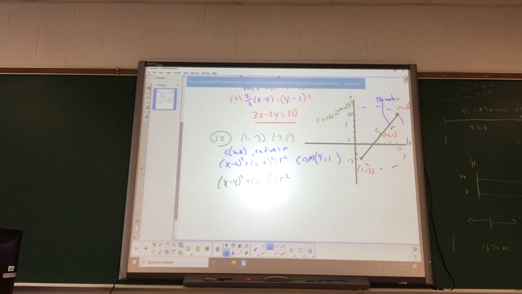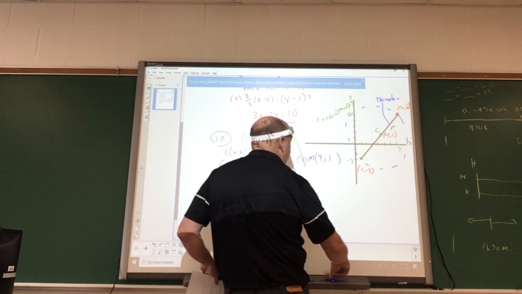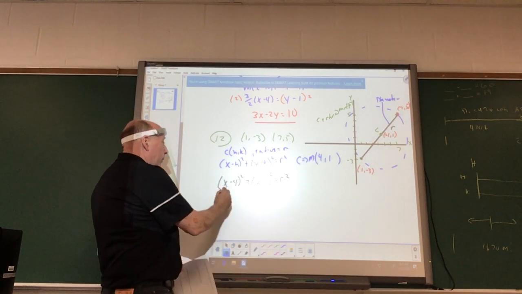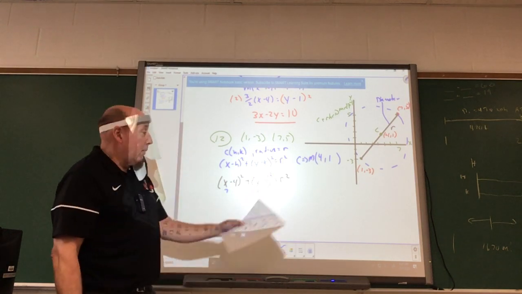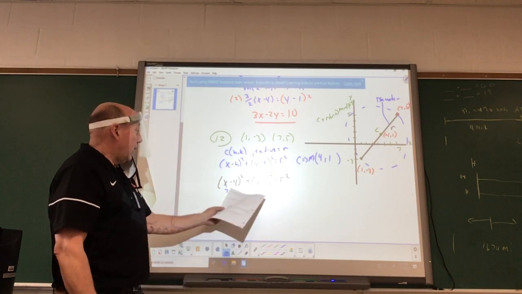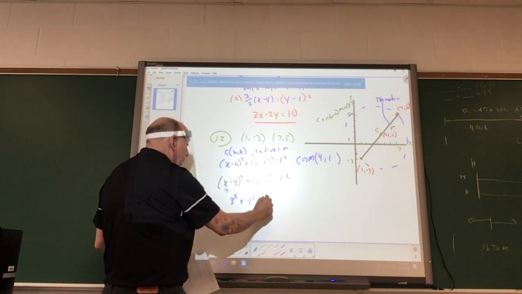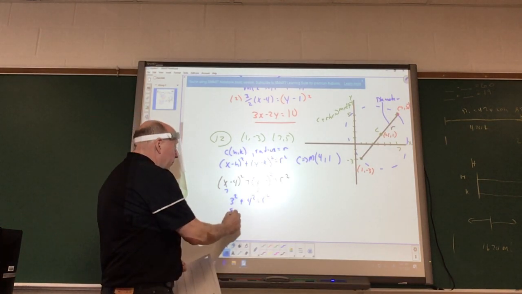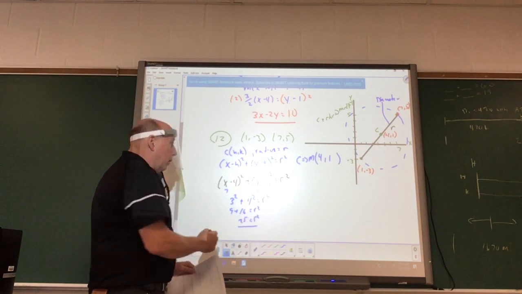Or if I wanted to, this equation defines every one of these points on this circle. I could pick one of these points and sub it in. I could sub in my 7 here, and I could sub in my 5 here, and that would give me my radius squared. So I have 3 squared plus 4 squared is equal to my radius squared. So I have 9 plus 16, 25. So my radius squared is 25.